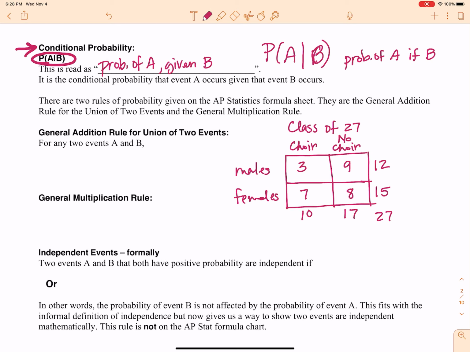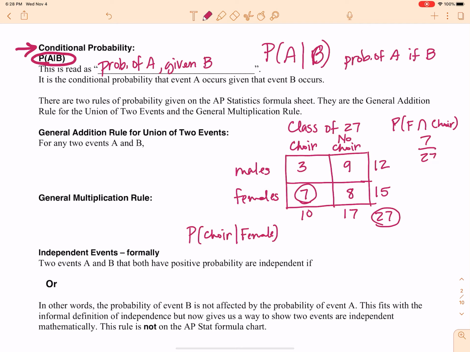So if I'm looking at a table of information here and I want to find a conditional probability, let's say I want to know the probability that someone's in choir given they are a female. All right, so if I was just asking you the probability of someone being a female and in choir, okay, so the probability of female and in choir, that would just be 7 over 27. Okay, because the intersection of choir and female is 7 in my table.